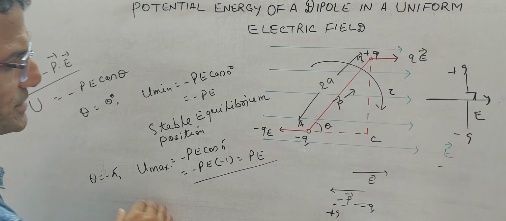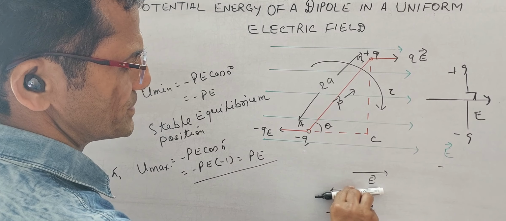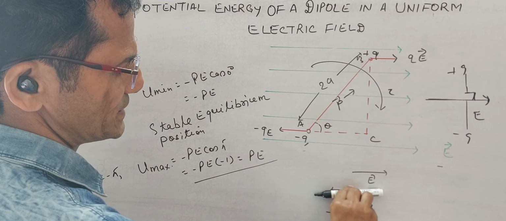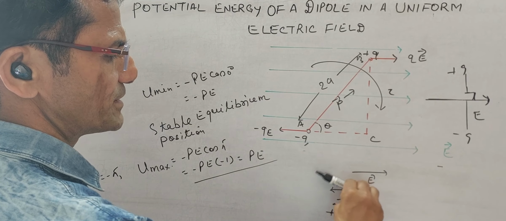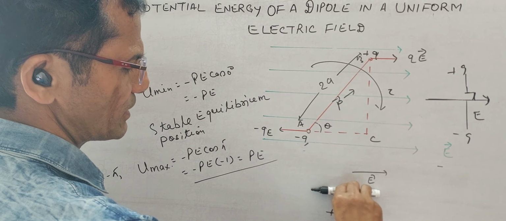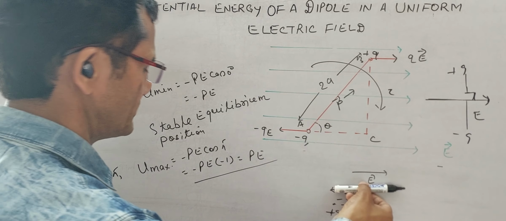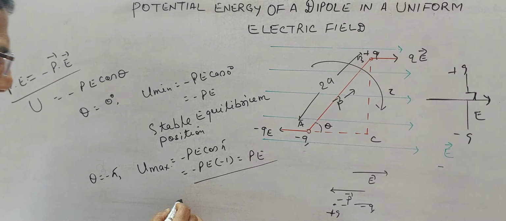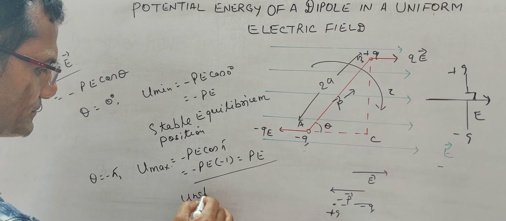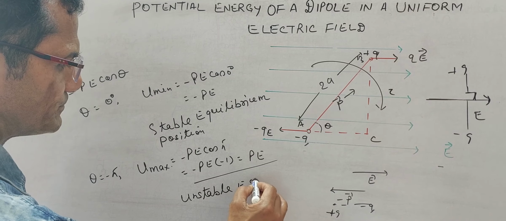The dipole can remain in this position, but if you disturb it from this position, either in the upward direction or the downward direction, it will not come back to this position again. It will go somewhere else. It will go to the stable equilibrium position. That's why we call this the unstable equilibrium position.